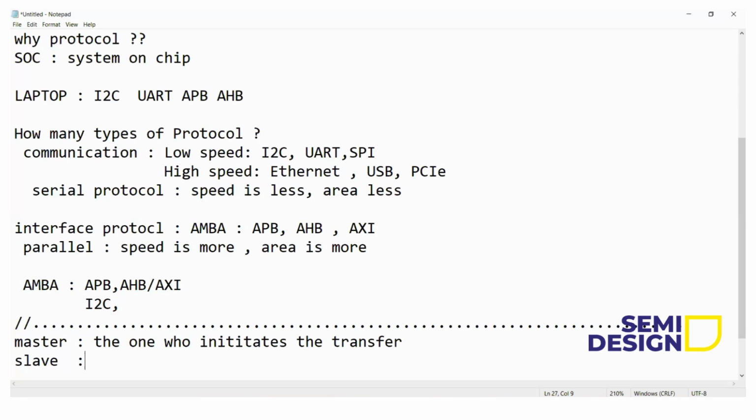Understood? And ma'am, interface protocols do not have any memory, right? No, they don't have any memory. They just pass the data from here to here. Okay.